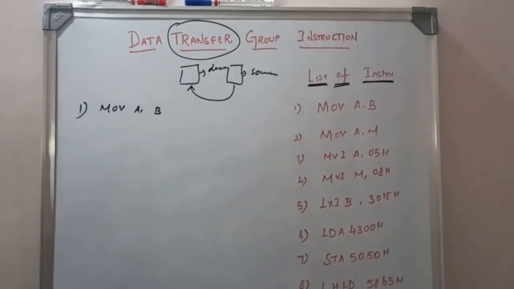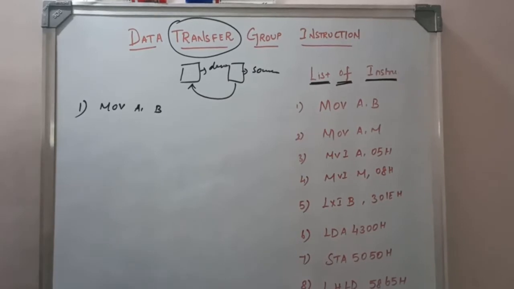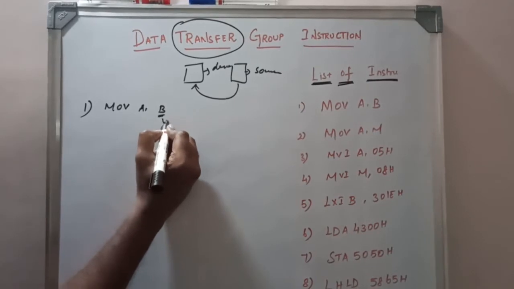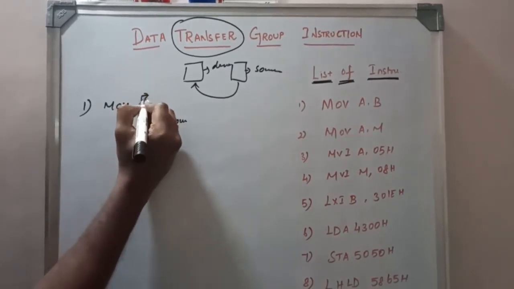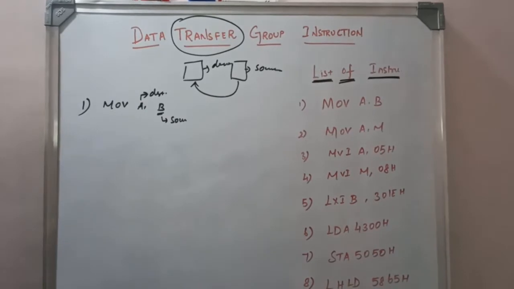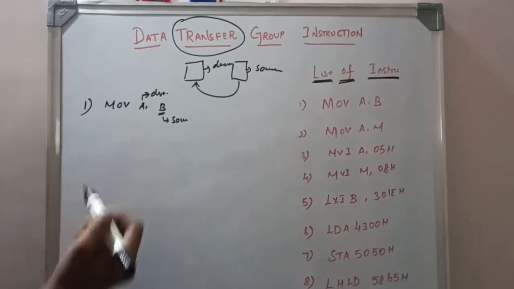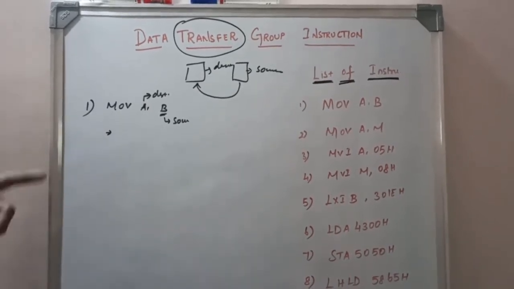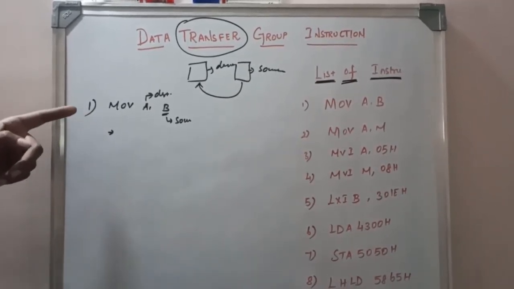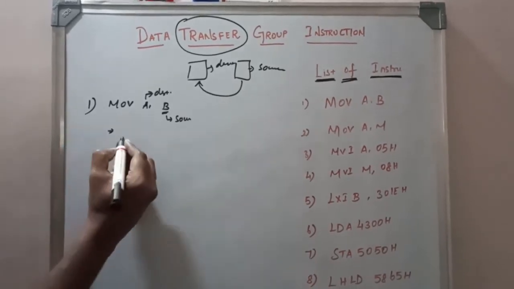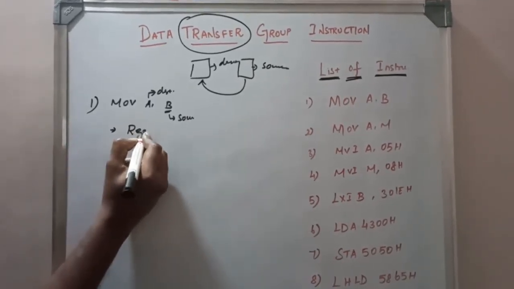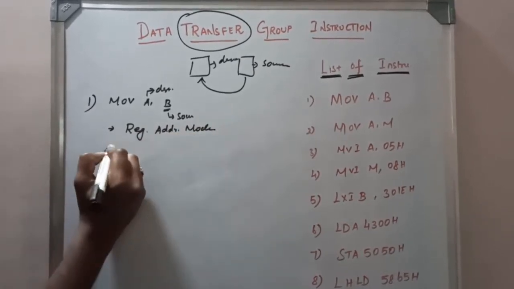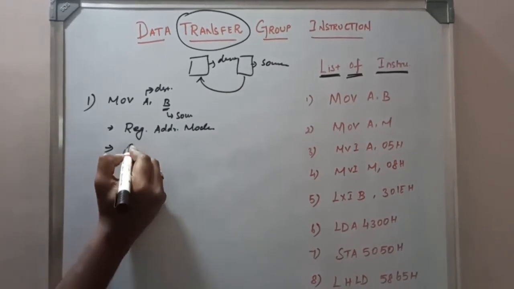This instruction performs just transferring the content from B register to A register. B register is the source and A register is the destination. Before that, we write which type of addressing mode this instruction comes under, and which byte of instruction. This instruction comes under register addressing mode, and it is a 1 byte instruction.